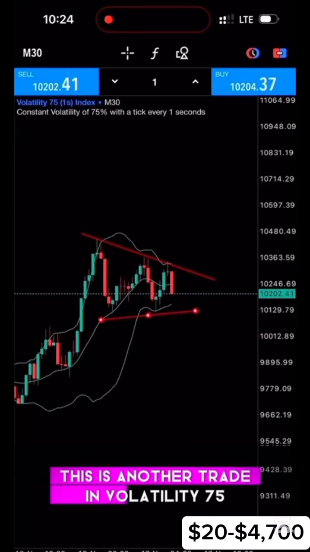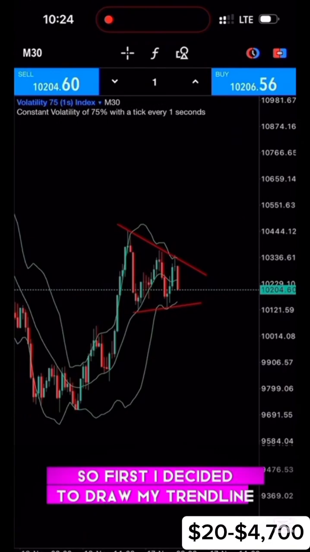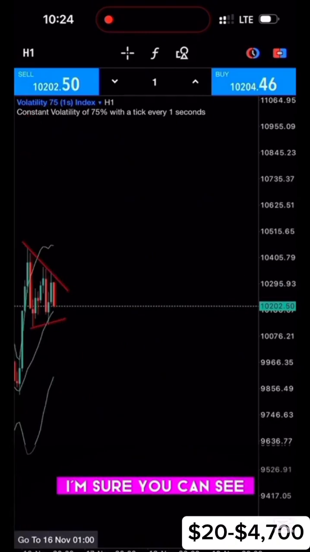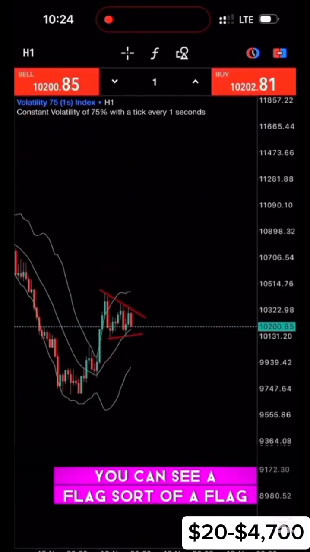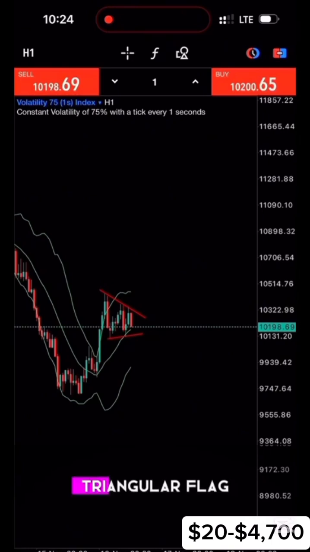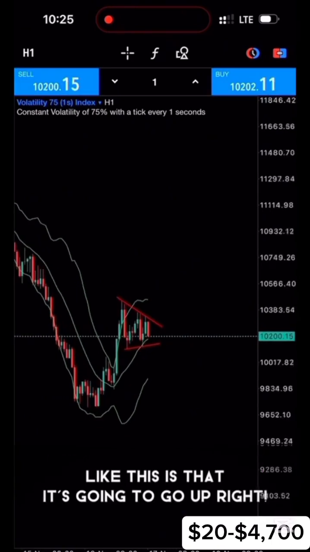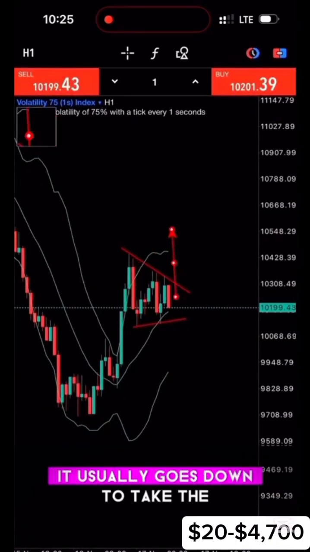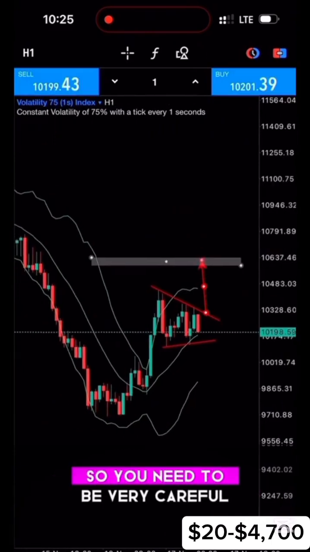This is another trade, in volatility 75.1S on the 30 minutes time frame. First I decided to draw my trend line, and I can see something of a triangle, right? I'm sure you can see a flag. It's sort of a flag, a triangular flag. The next thing you'd know when you see a pattern like this is that it's going to go up. In some scenarios, it usually goes down first to take the stop losses of the early buyers. It usually does that, so you need to be very careful.